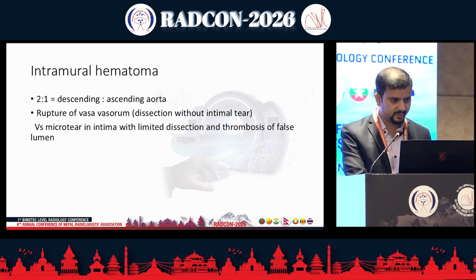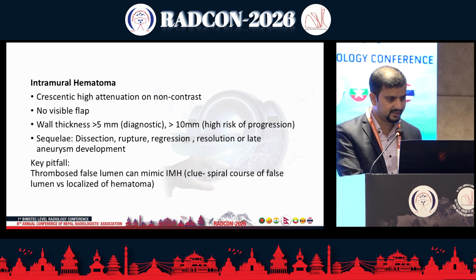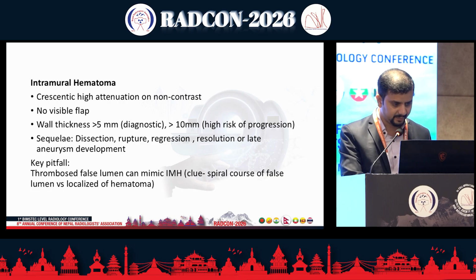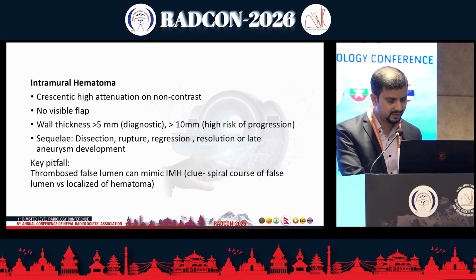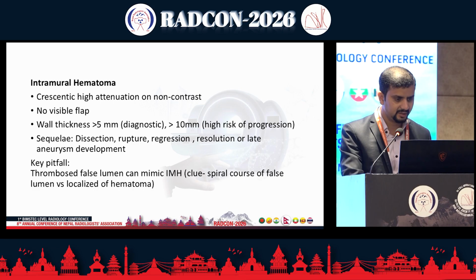Intramural hematoma also appears as a crescentic high attenuation in non-contrast images. No flap is seen. The wall thickness is usually more than 5 mm, and when it is more than 10 mm, there is a high risk of progression. The sequelae: it can go into dissection, rupture, it can regress and resolve, or it can go into aneurysm development. A thrombosed false lumen in dissection can mimic intramural hematoma, but the clue is that the false lumen usually has a spiral course, while the intramural hematoma is usually localized.